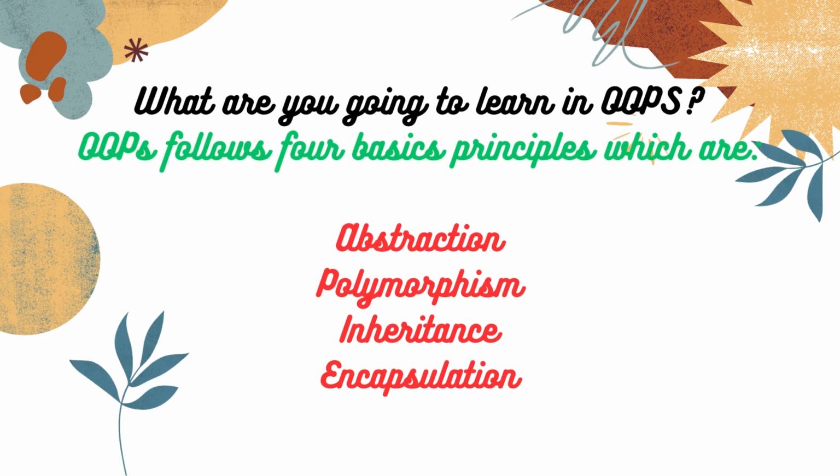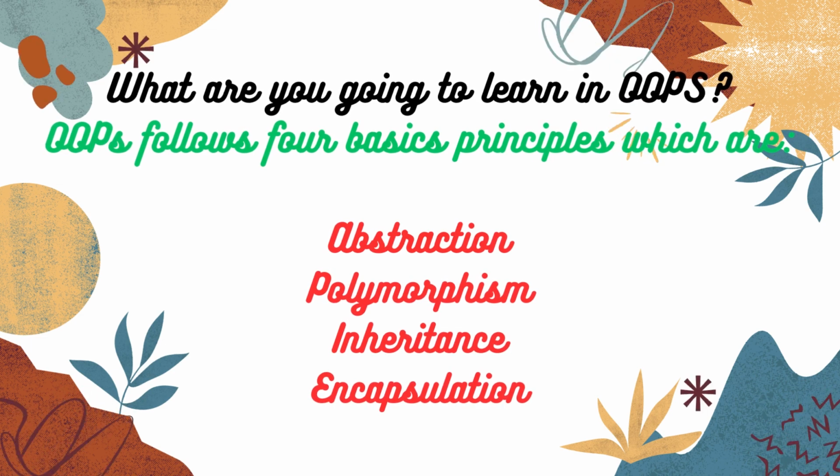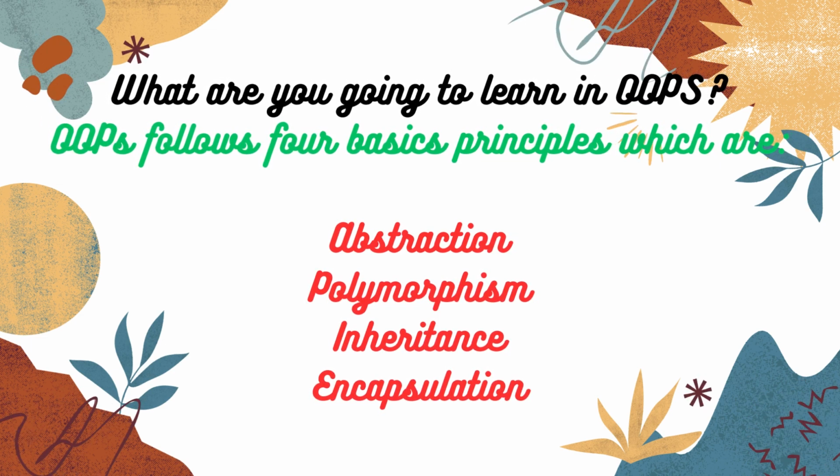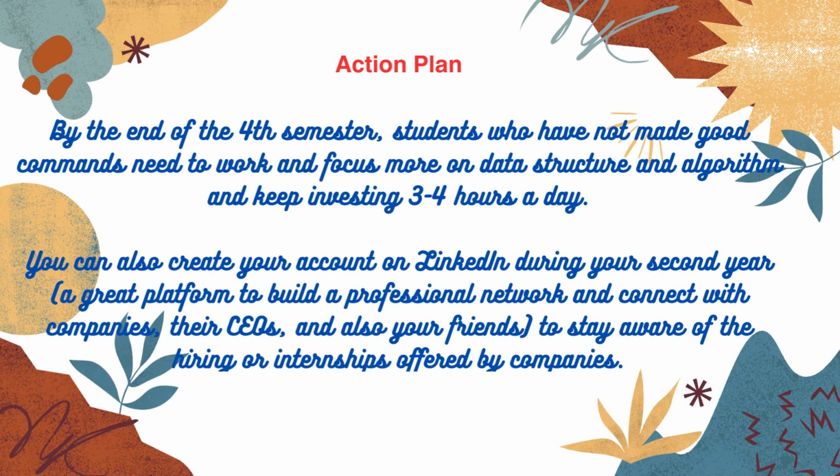So, we know that OOPS follows four basic principles: abstraction, polymorphism, inheritance, and encapsulation. So, the OOPS concept is very important in this case. All are set with DSA and OOPS, right?